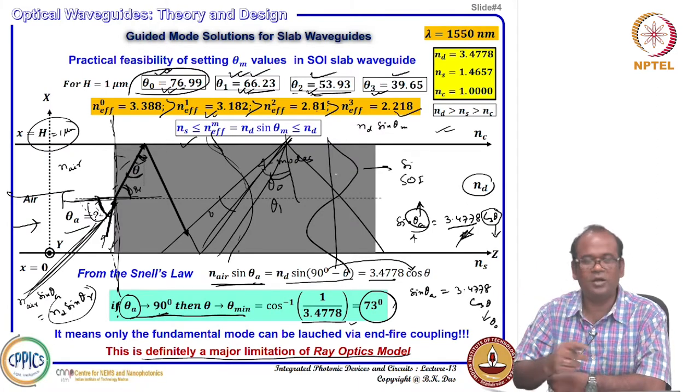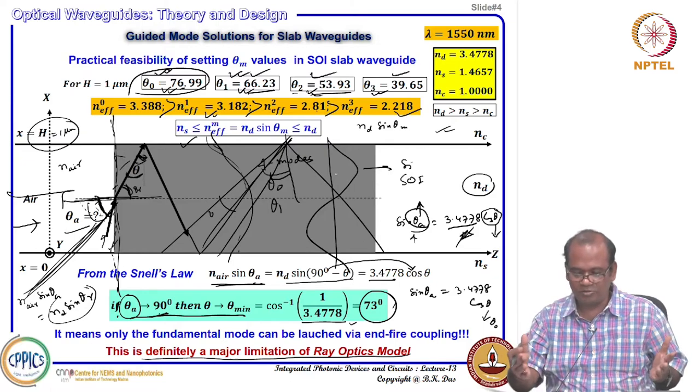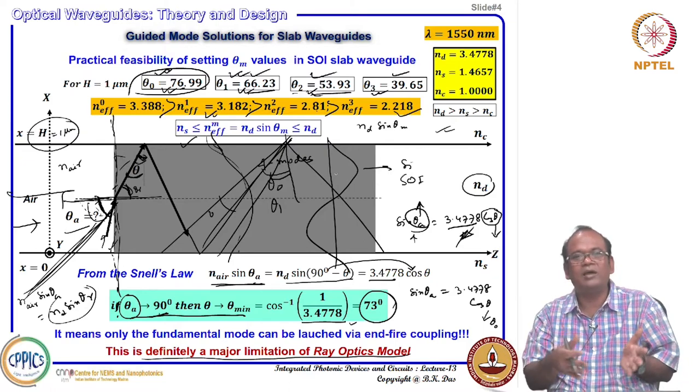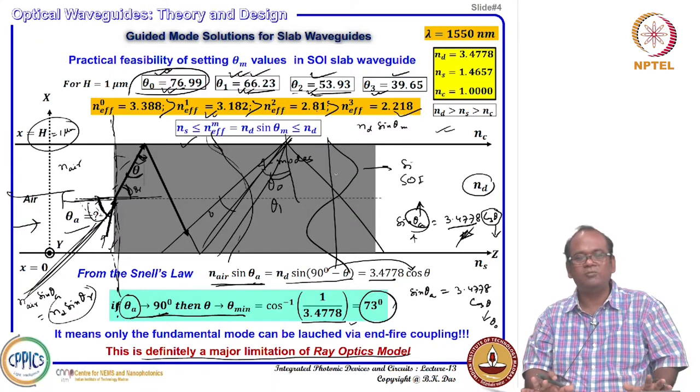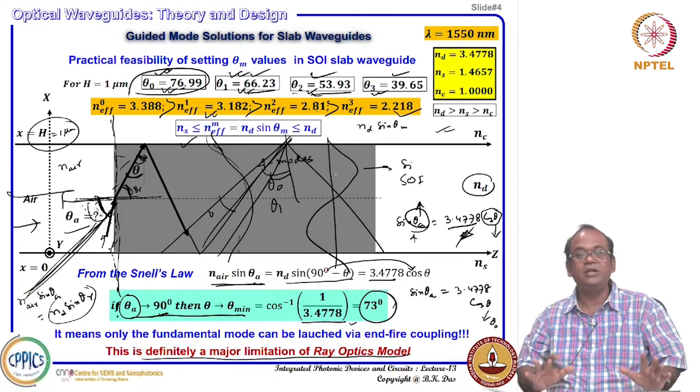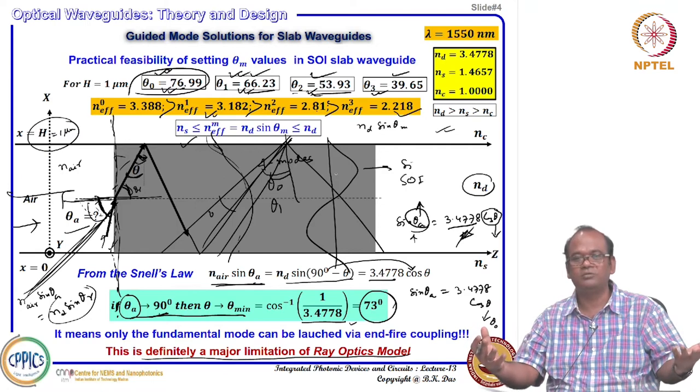If you consider a simple ray optics model, you will not be able to explain whether higher order modes will be excited or not in this particular example. This is one kind of limitation I wanted to explain. So, we need some kind of alternative solution.